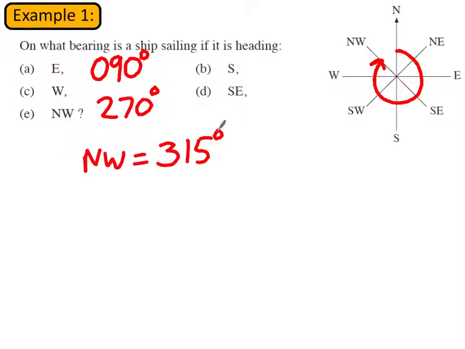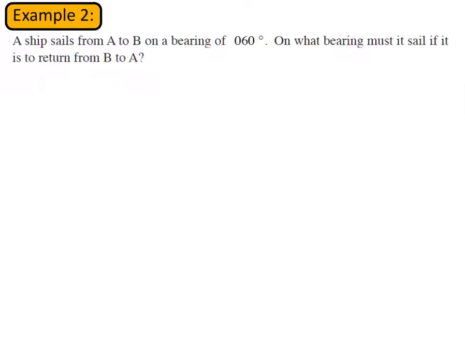315 degrees. If we look at south, well, south is going to be straight at 180 degrees because it's straight down. And southeast is going to be the 90 degrees up to east and then another 45 degrees. So that's going to be 135 degrees.